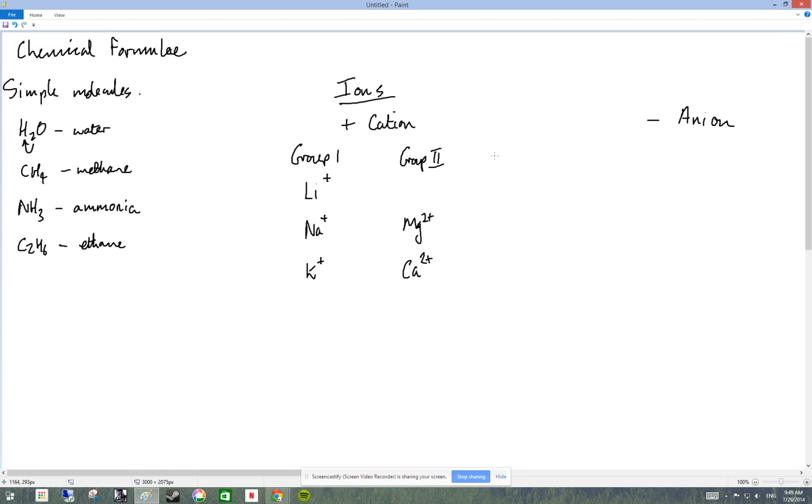So if I went into group 3, the one that you're probably aware of in group 3 is aluminium, which forms a 3+ ion. But again, aluminium can actually form covalent compounds as well as ionic ones.